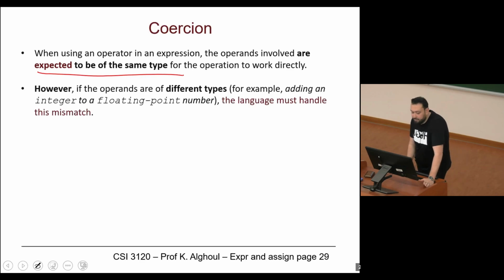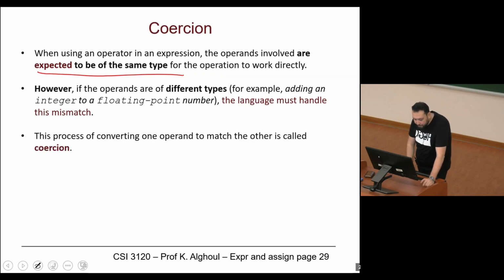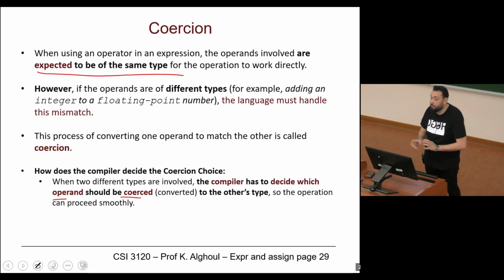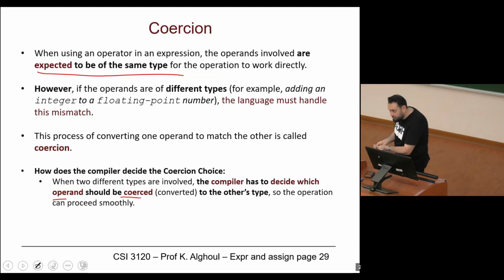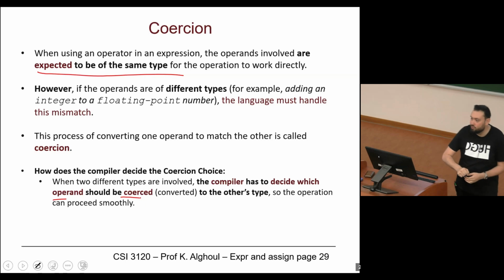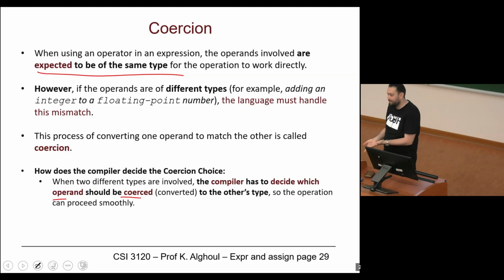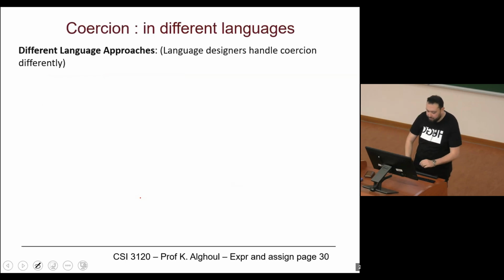However, if the operands are of different types, like integer and floating point, the language must handle this mismatch. So how is this going to happen? How does the compiler decide? It needs to decide which operand should be converted. For example, I'm doing int plus float. Let's say you told the compiler, I'm allowing this in my language. I designed this language to allow this. Should I convert the float into an int or the int into a float? That's where usually you have to make this decision. Some languages will tell you, okay, that's how you convert, this has a higher priority than this. Other languages will do other things. So these actually are different from language to language.